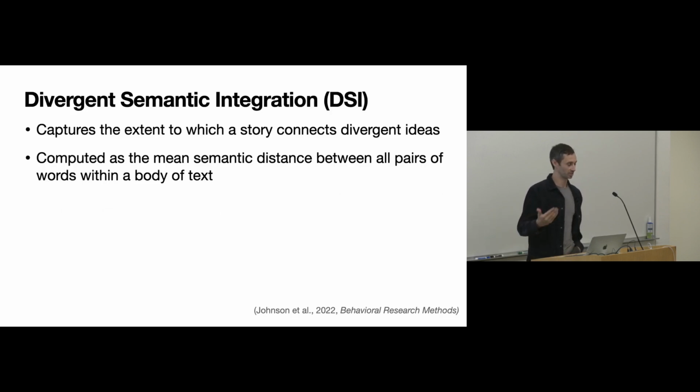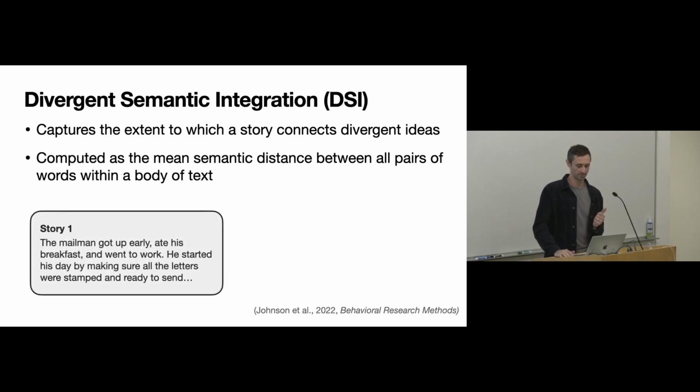Divergent semantic integration, or DSI, is simply an extension of semantic distance. It captures the extent to which a story connects semantically divergent ideas. Rather than comparing the distance between 2 words, DSI captures the extent to which the whole story, so in this case, a narrative short story, connects semantically distant concepts.